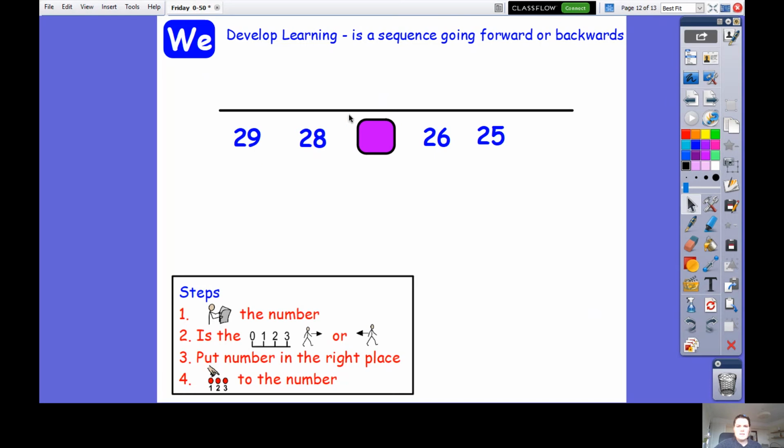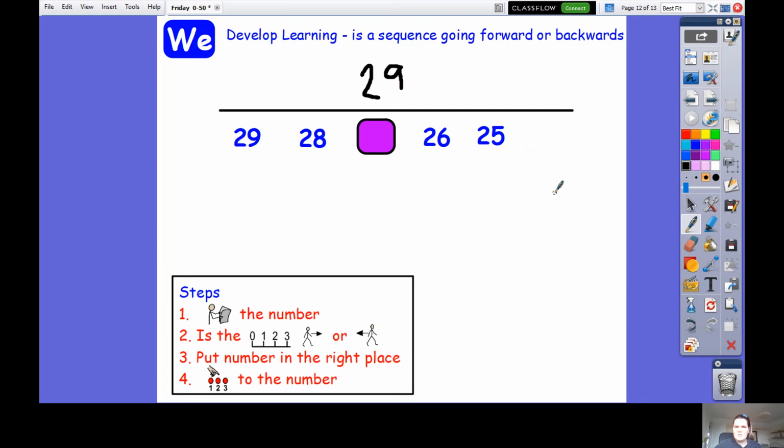29, 28. I think my numbers are getting smaller. You agree? So is it going forwards or backwards? You're absolutely right. It is going backwards. So what number would this be? I think it's 28, 29. Fantastic. 29, 28, 29, 26, 25.